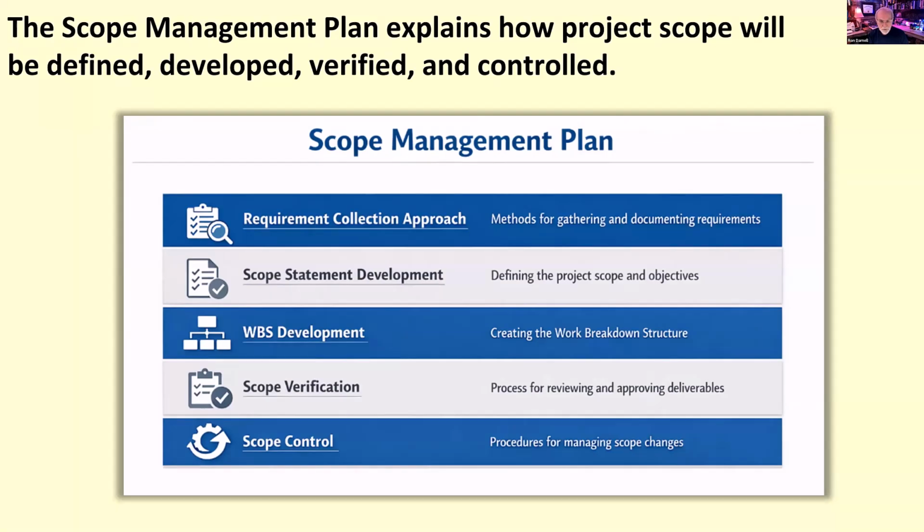At a high level, the scope management plan explains how requirements will be collected, how the project scope statement will be developed, how the work structure will be created, how the scope will be verified, and how the team will control changes to scope over time. In other words, it provides a process framework for managing work. In other words, it's the rules of how you're going to develop scope.